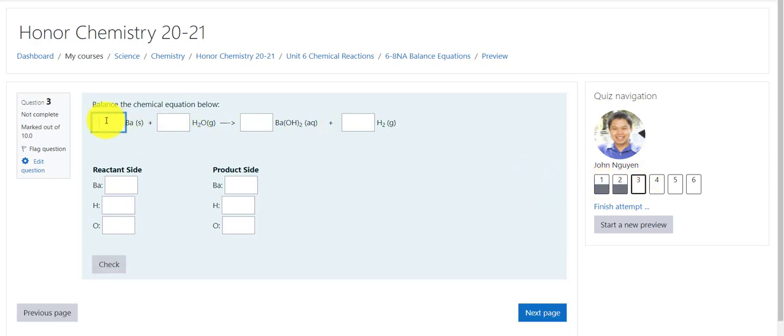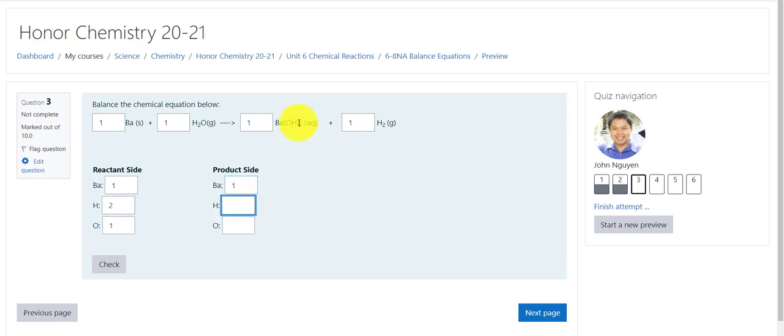Number three, again, we are going to make everything 1, 1, 1. There you go. Barium, we have 1. Hydrogen, 2 times 1 is 2. Again, this is just a list for us to keep track. And oxygen, 1 times 1 is 1. Now, for over here, barium, 1 times 1 is 1. For hydrogen, see right there?